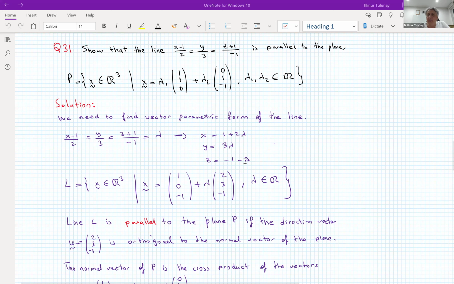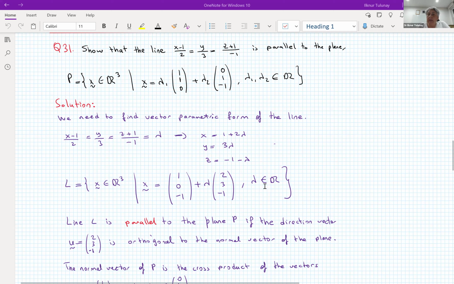So if you look at the coefficients and the constant terms in these three equations, the line L consists of all vectors in three-dimensional space such that the constant term vector is made of the constant terms in these three equations, which is 1, there's no constant term in the second, so that will be 0, and this one will be minus 1. So here, 1, 0, minus 1 is the constant terms. And the coefficients of lambda will be 2, 3, minus 1. This is where it's coming from.